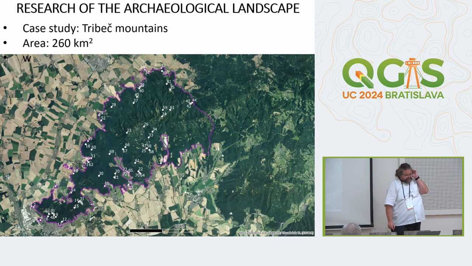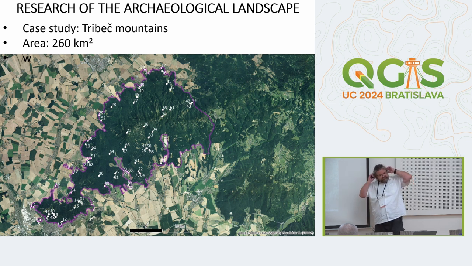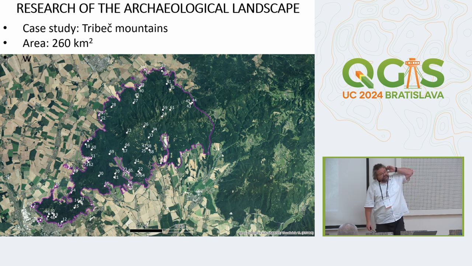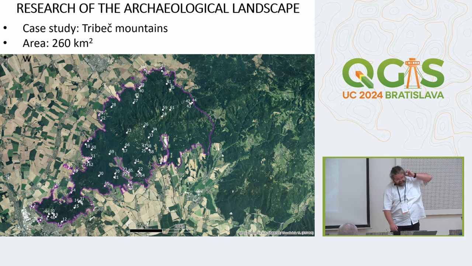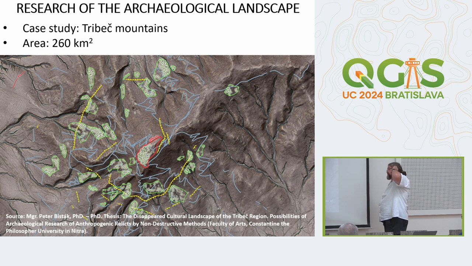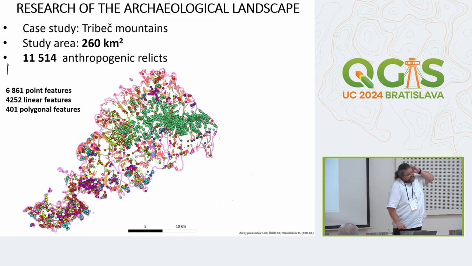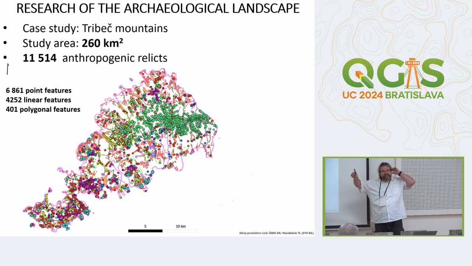Another case study that can put the problematic of the LIDAR and benefits for cultural heritage to scale is our research in the Tribeč Mountains. The size of the area is around 260 square kilometers. Before LIDAR, we knew from that area maybe 60 features. After the LIDAR, we discovered really complex systems of terraces, roads, ramparts, many things, historical fields. We don't know if these terraces are field terraces or settlement terraces. And after the LIDAR, now we have more than 11,000 features in this area. So compare this step from 60 features to 11,000.